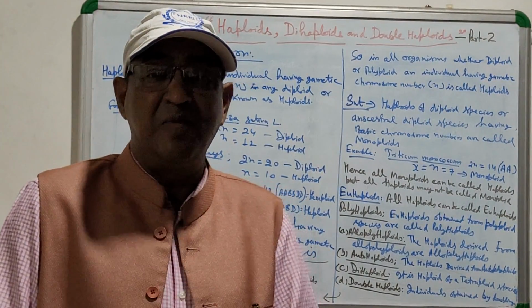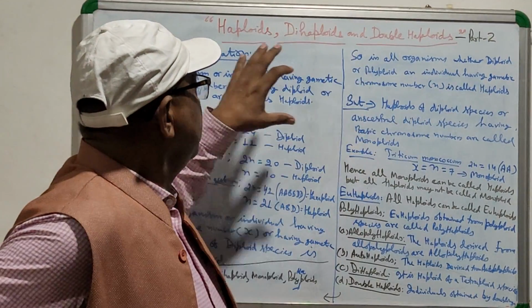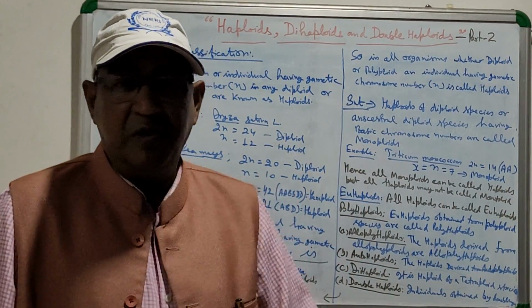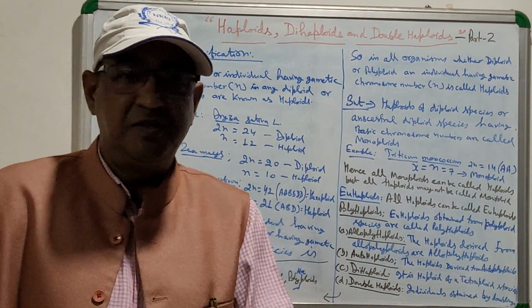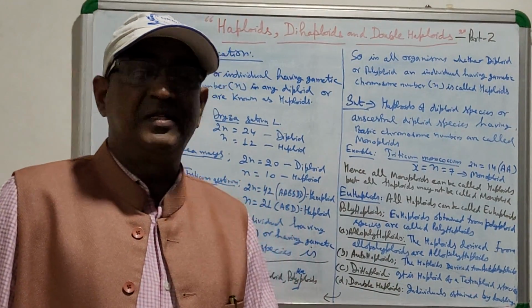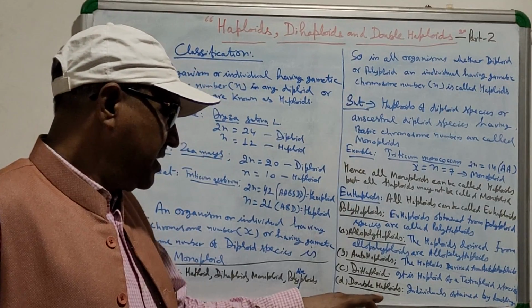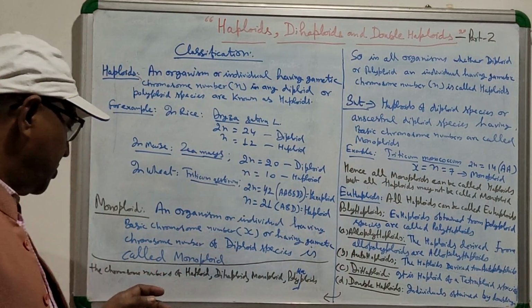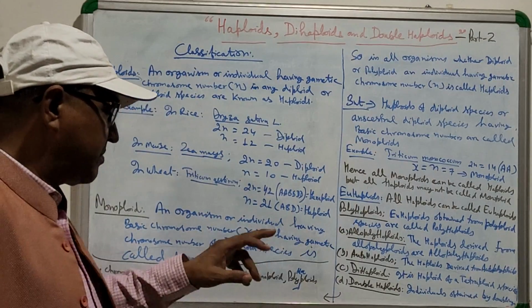This double haploid is very important because I will be dealing with it specifically in part 3, on the uses of haploid, dihaploid and double haploid, because the double haploids are the most important. You must understand here so that you can see the uses in the next video. Individuals obtained by doubling chromosome numbers of haploids, dihaploids, monoploids and polyhaploids.